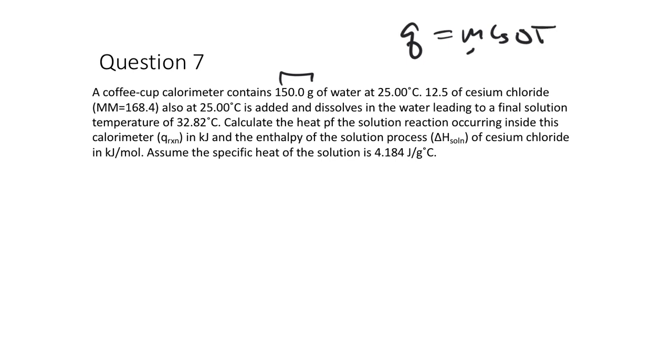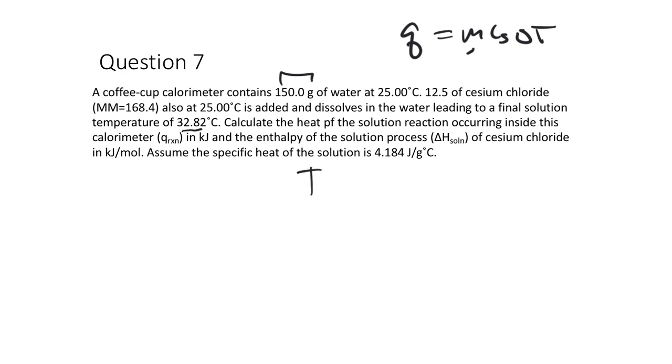And so we're told we put some solid cesium chloride into the solution. We're told its molar mass, also at 25 degrees. So we have water at 25, the compound at 25. And then, of course, it's a water-soluble ionic compound, so it dissolves in the water, leading to a solution that then has a final temperature that's increased up to 32.82 degrees.